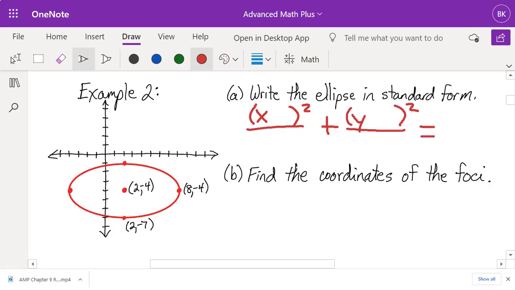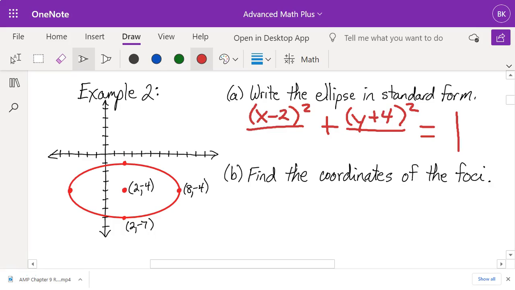It's going to equal what? 1 every time. So you can write that much of it every single time. Okay? It always equals 1 every single time. So, what goes in the parentheses? What is the center? 2, negative 4. So in the parentheses, I'm going to put the opposite of those, right? So x minus 2 plus 4.